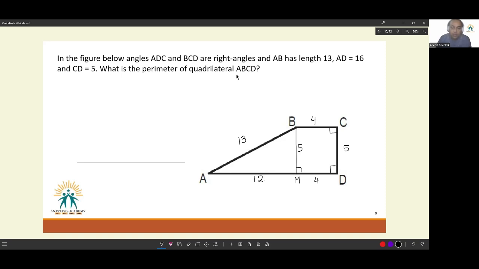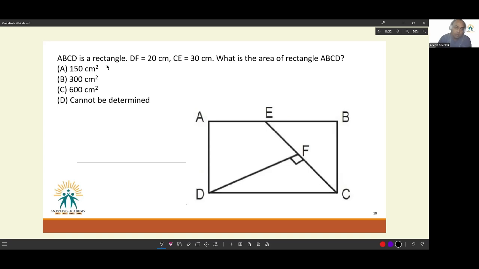They're asking me for the perimeter of quadrilateral ABCD. It will be 13 plus 16 plus 5 plus 4. Altogether, we will arrive at the answer of 38. The entire perimeter of the figure will be 38.